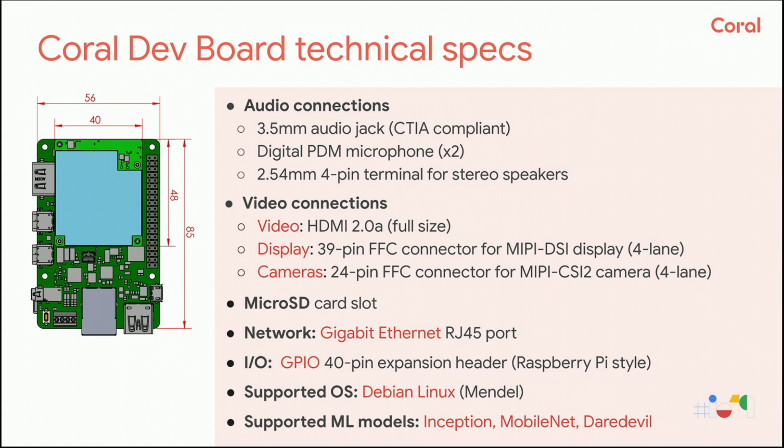It supports a special version of Debian Linux, what we call Mendel, because it's specialized to support Edge TPU functions. And for machine learning models, it supports most of the common vision machine learning models, such as MobileNet and Inception, which work great on small devices, on mobile devices.